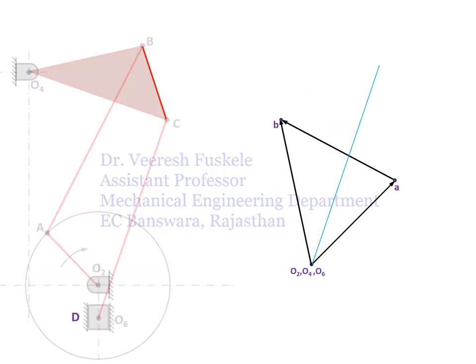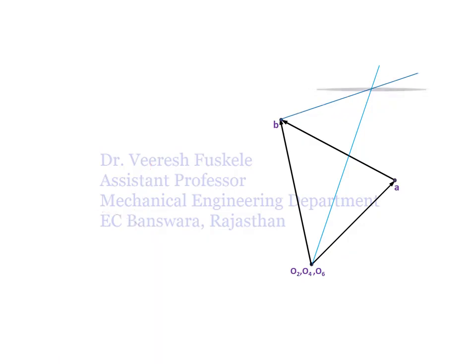So we draw the velocity vector of link BC that will be perpendicular to the link BC, and we draw the vector from the point B in the velocity diagram. So the intersection of the velocity vectors of the link O4C and BC will give us the point C in the velocity diagram.